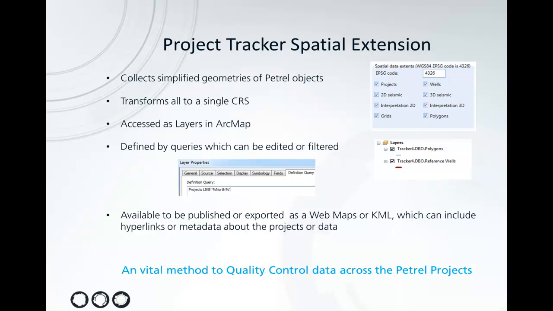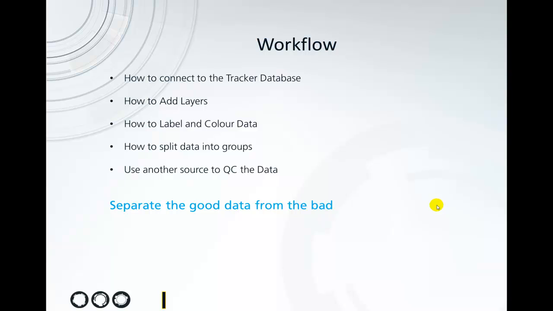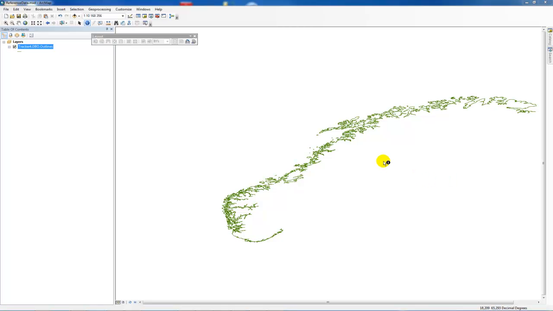across the Petrel projects. So in this example we're going to look at how to connect to the tracker database, how to add the layers, how to label and color the data, how to split down the layers into some sort of groups, and how to add another source to quality control the data. And hopefully this can help you quickly separate the good data from the bad. So let's jump straight into ArcMap and see how this works.